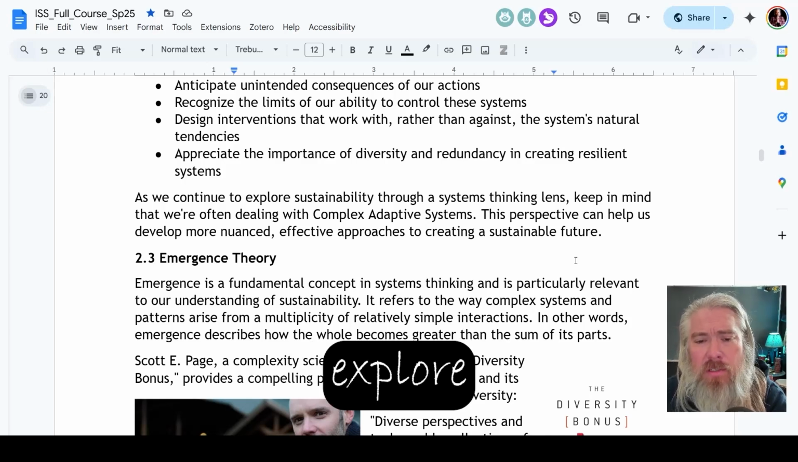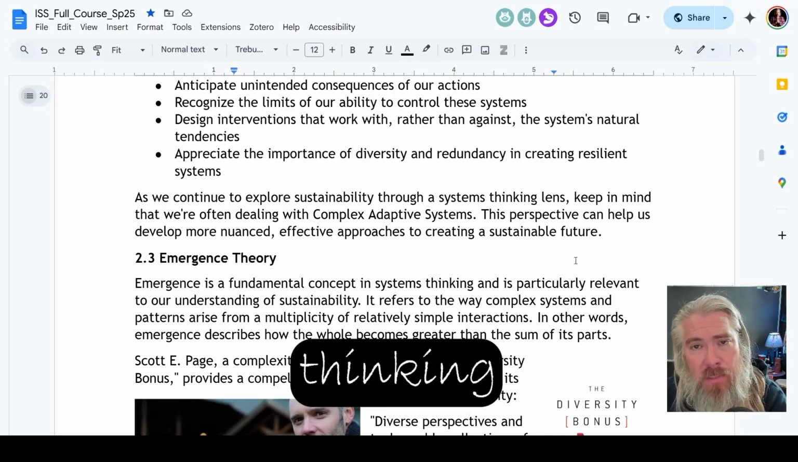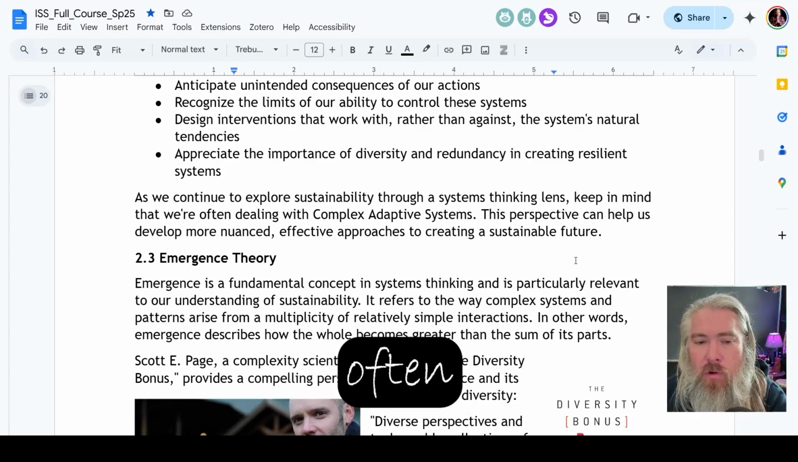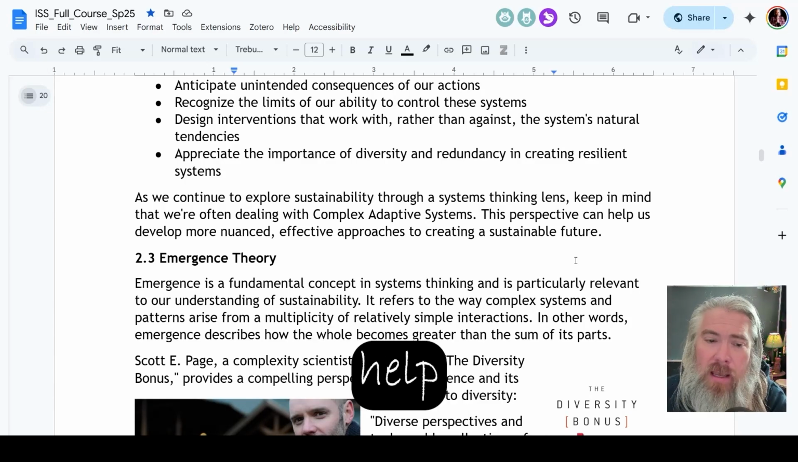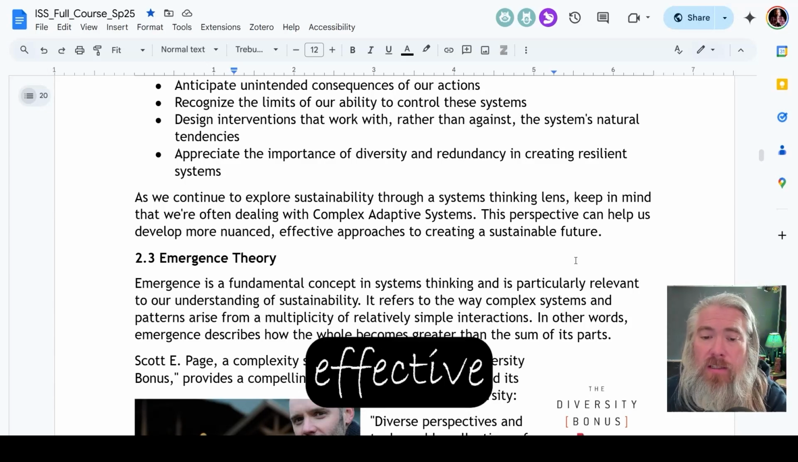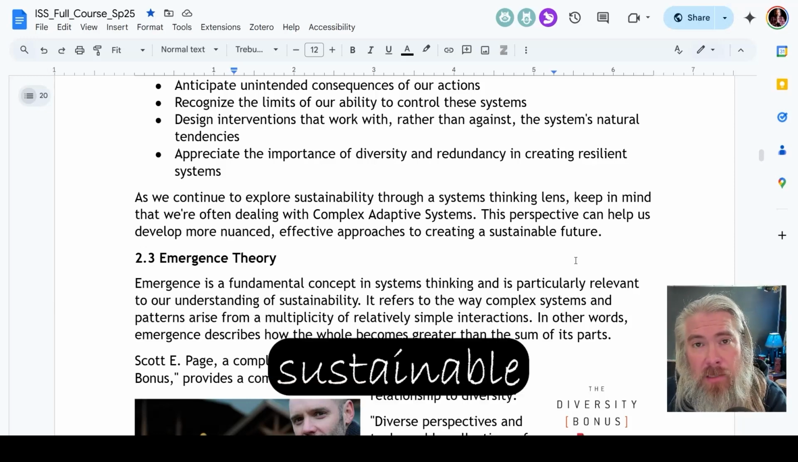As we continue to explore sustainability through a systems thinking lens, keep in mind that we're often dealing with complex adaptive systems. This perspective can help us develop more nuanced, effective approaches to creating a sustainable future.